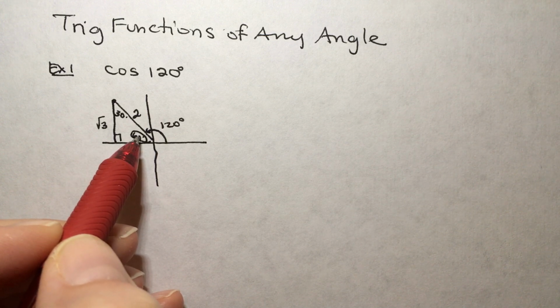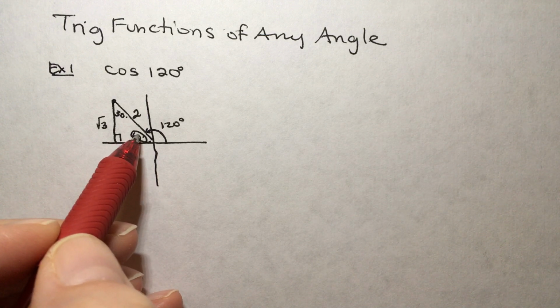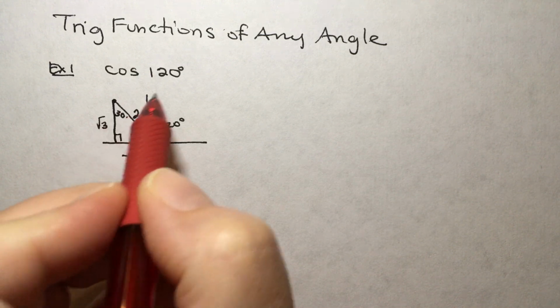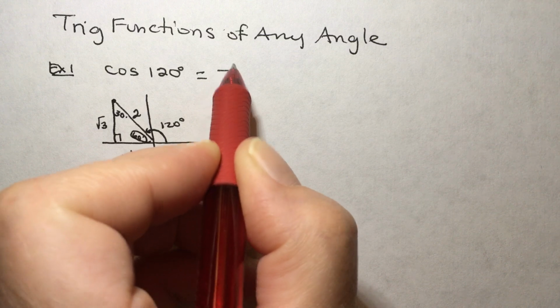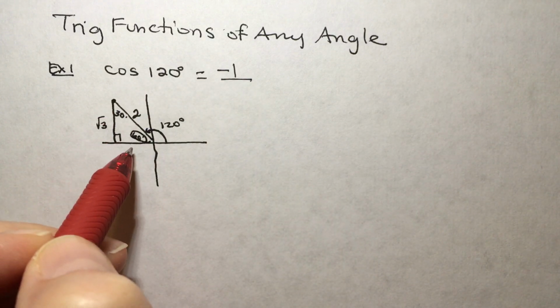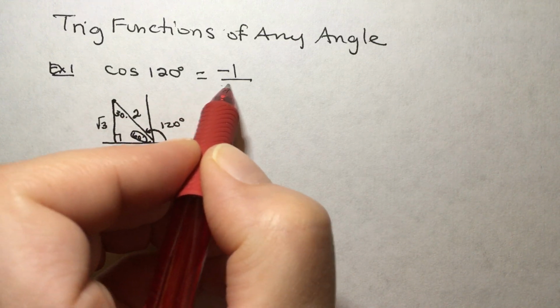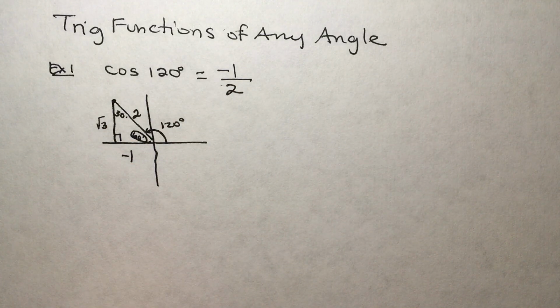So if we do the adjacent leg, because cosine's adjacent over hypotenuse, the adjacent leg to 60 is negative 1. So the top number is going to be a negative 1. And then the hypotenuse is our bottom number. Hypotenuse is 2. So the cosine of 120 degrees is negative 1/2. I could check it on the calculator.